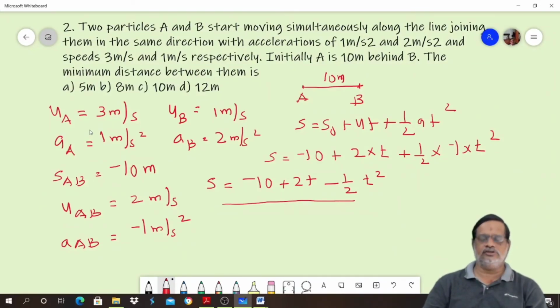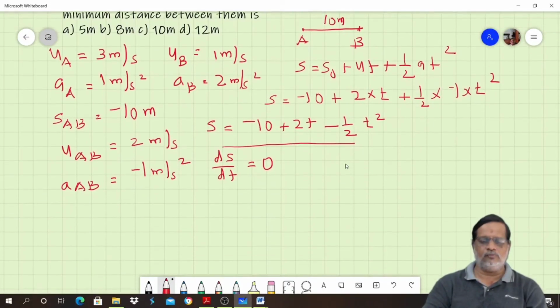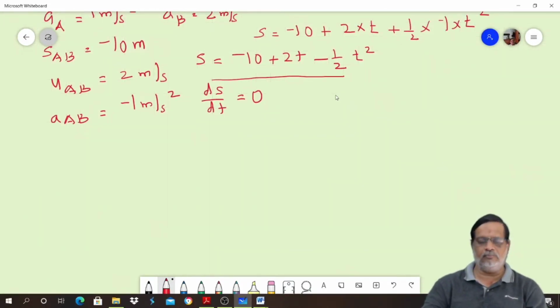Now when the distance between them is minimum, as we have discussed in the previous problem, the first derivative will be 0. So we will get ds by dt equal to 0. Let us differentiate this and find the value of t corresponding to which the distance of separation is minimum. So 0 equal to 2 minus t, or you get t as 2 seconds. So when the separation between them is minimum, the time will be 2 seconds.